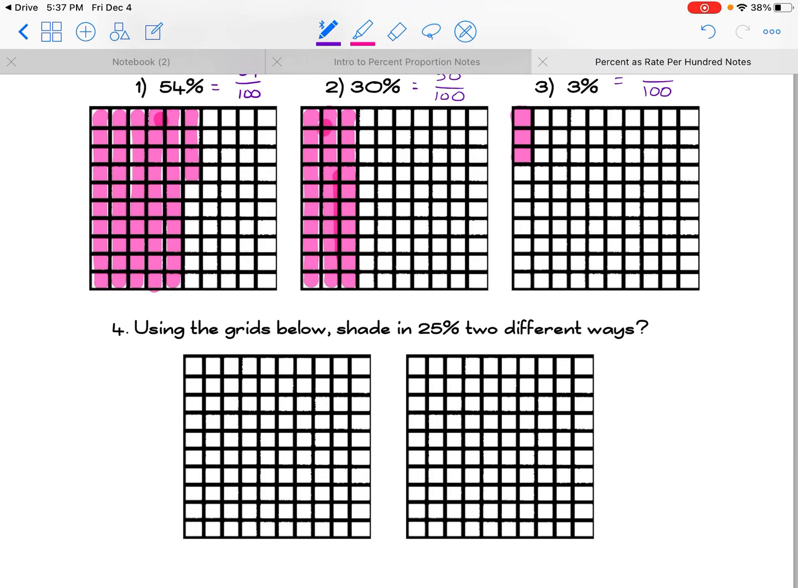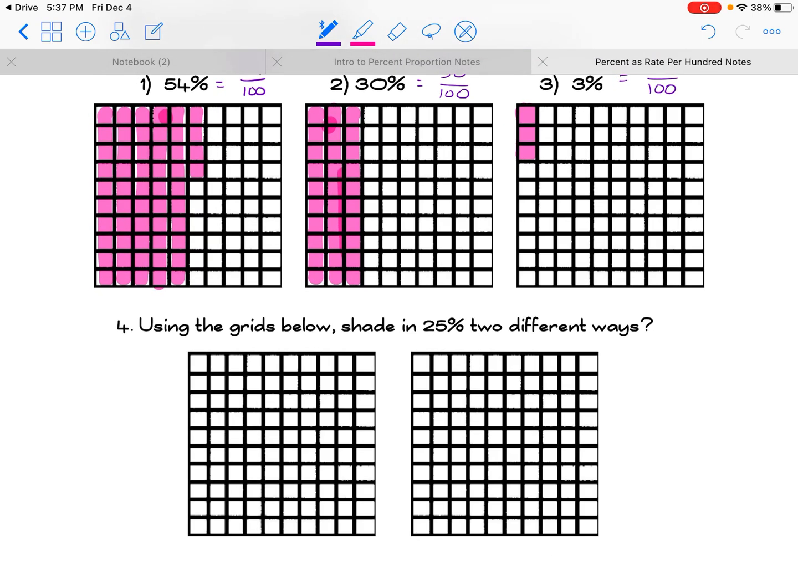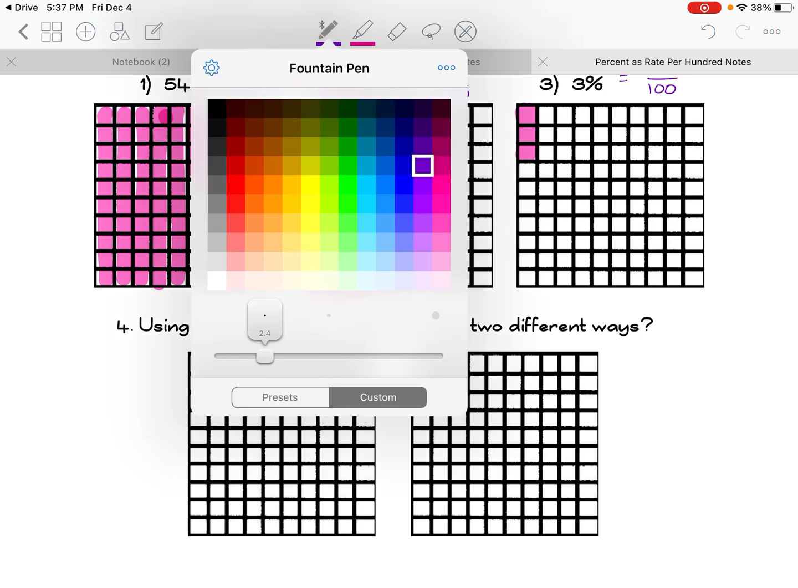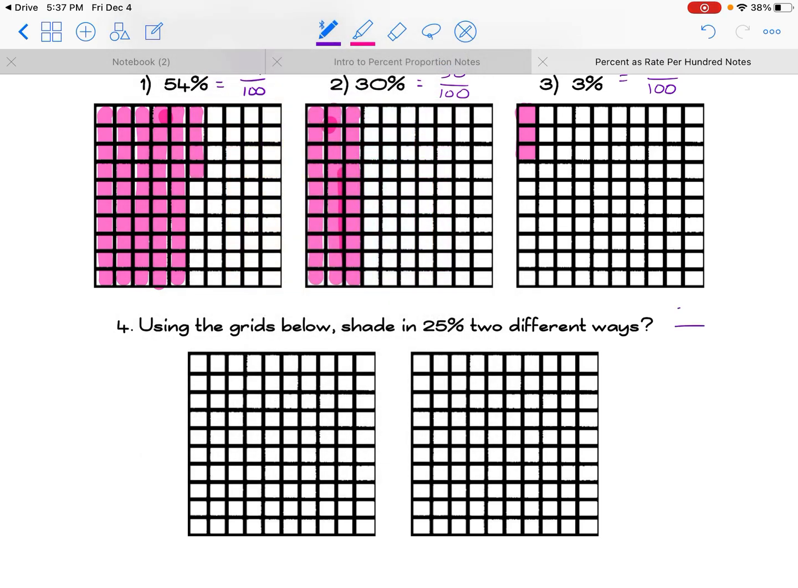Next, let's look at number 4. It says using the grids below, shade in 25% 2 different ways. We know that 25% means 25 out of 100.